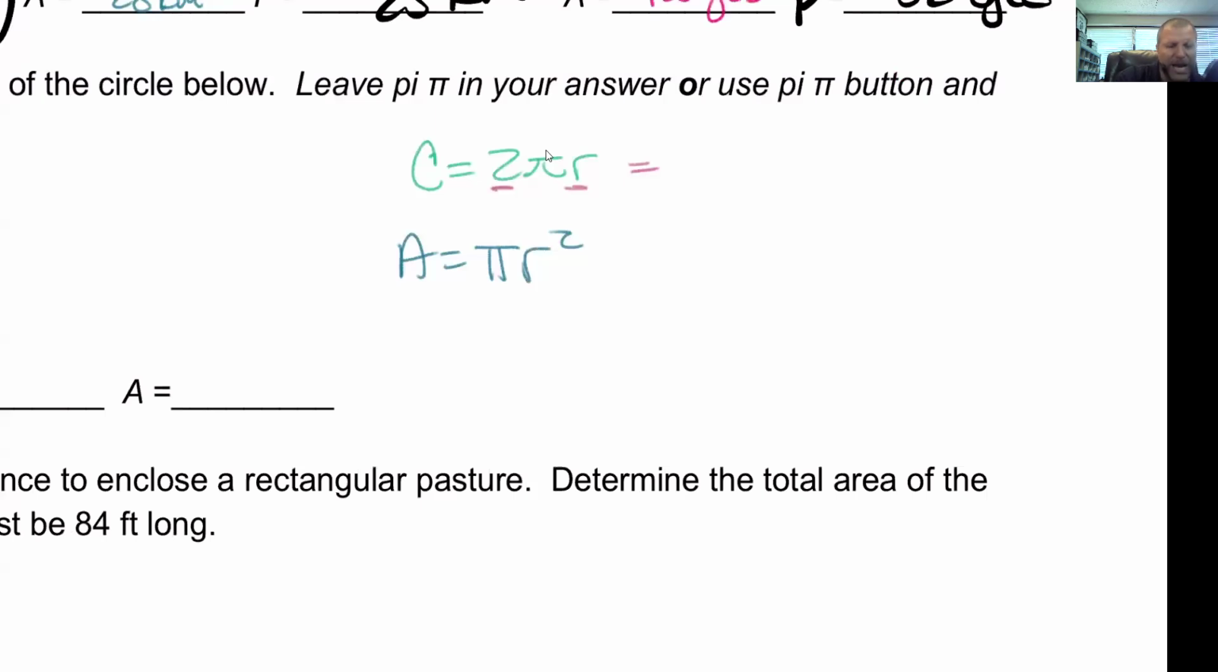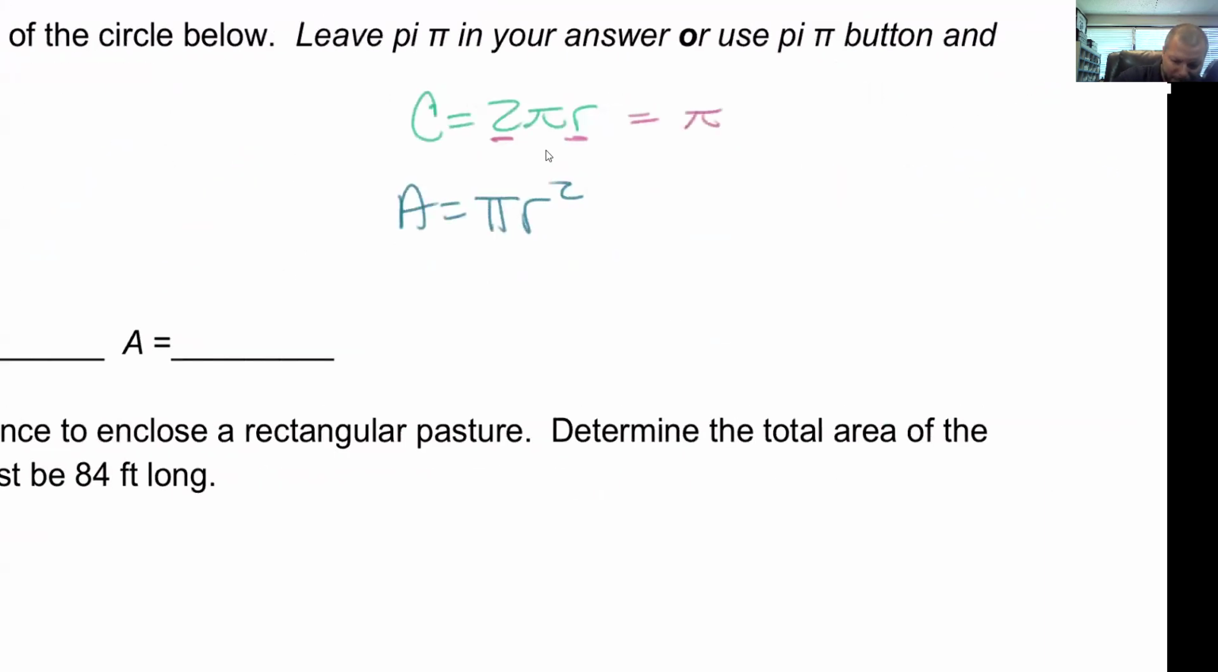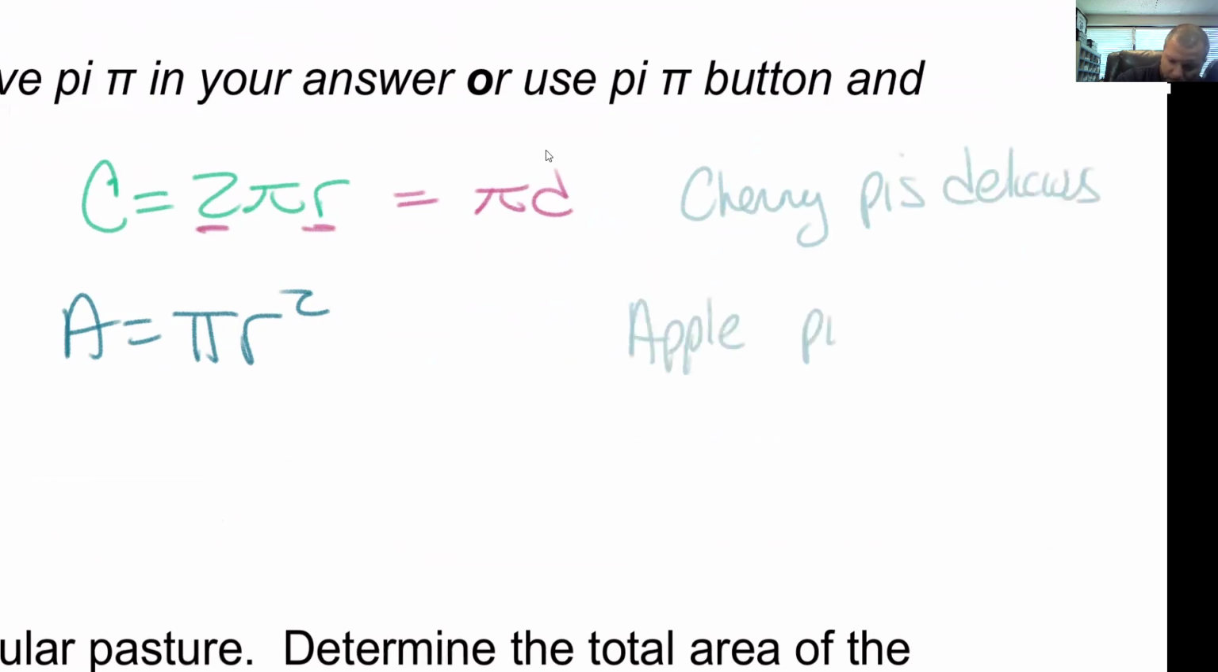So if I have 2 times the radius, if I double the radius, right? If this is my radius, and then I double it, I get this line, which is the diameter. So I always liked pi times the diameter for my circumference formula and pi r squared for my area formula. There's also a silly mnemonic: cherry pies delicious, apple pies are 2, right? So circumference pi times diameter, area pi times your radius to the second power.